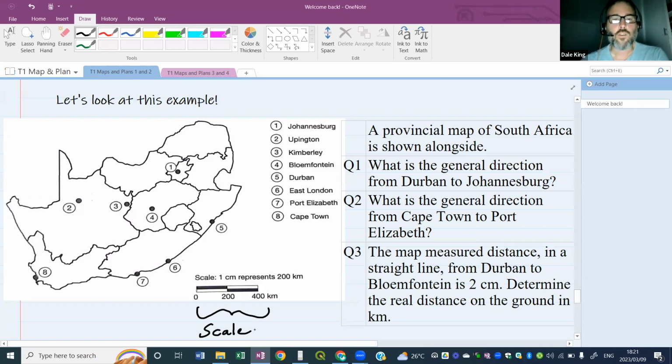Who can tell me if they can remember what type of scale is represented here? Can anyone tell me what type of scale this is? We learned about this on Tuesday.